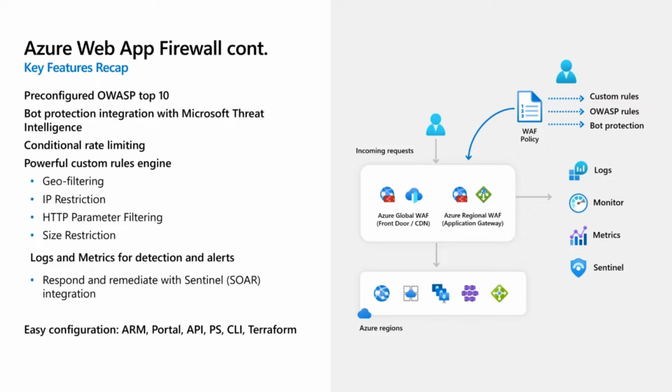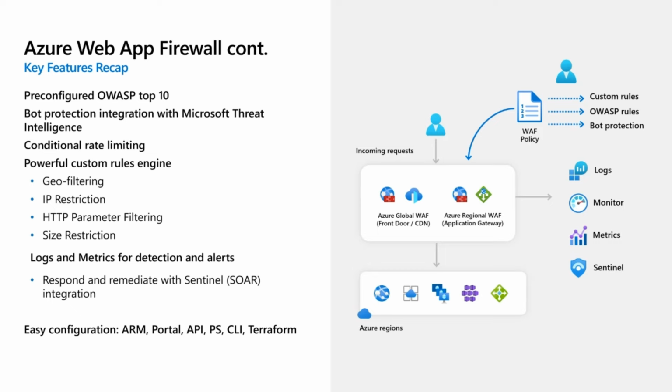Now, if we look at the key features of Azure WAF, it is equipped with pre-configured rules to guard against the OWASP top 10 threats, providing a solid foundation for web application security. The integration with Microsoft Threat Intelligence enhances bot protection, leveraging global insights to block malicious automated threats. Conditional rate limiting helps manage traffic flow, preventing overload and ensuring service availability. The powerful custom rules engine allows for tailored security measures, while geo-filtering and IP restriction capabilities add an extra layer of control. The HTTP parameter and size restriction features further refine protection, ensuring only legitimate requests are processed.